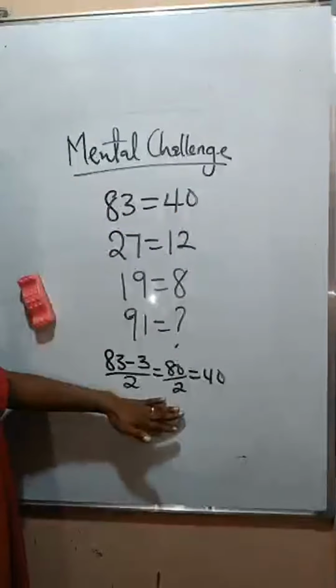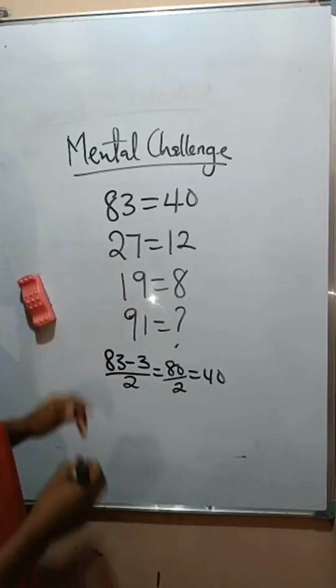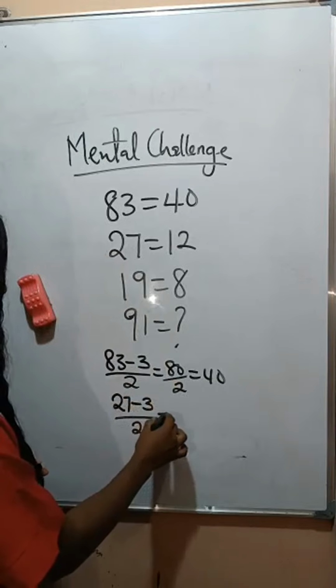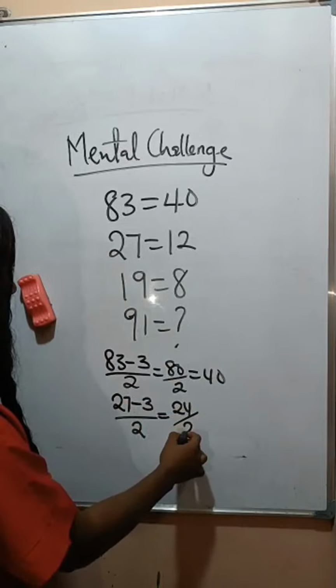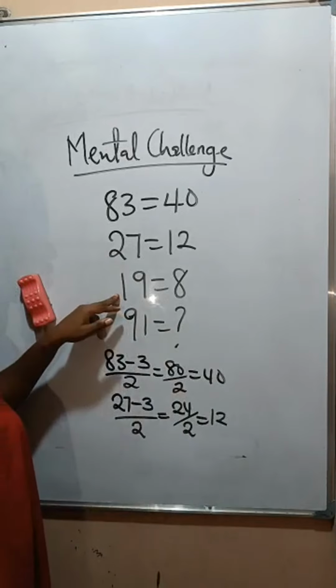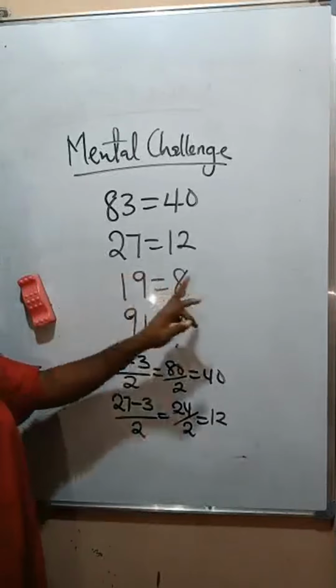Now, let's see if this will still work for the second one. So for the second one, 27 minus 3 divided by 2. And that will give us 24 divided by 2, which is 12. All right, the same thing here. 19 minus 3 is 16, and 16 divided by 2 is 8.